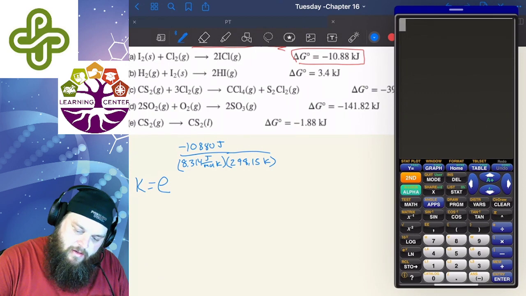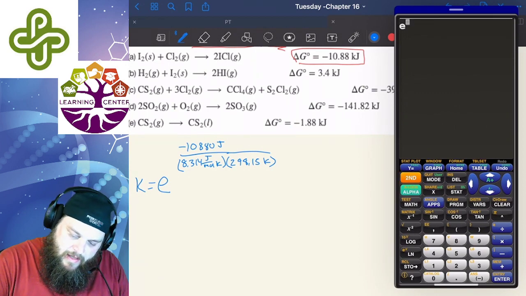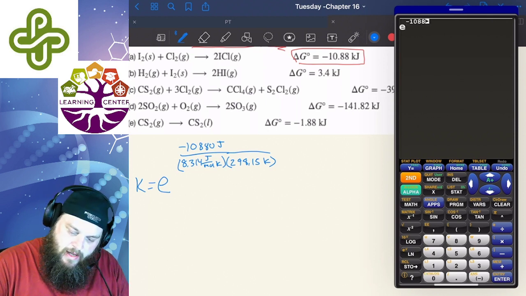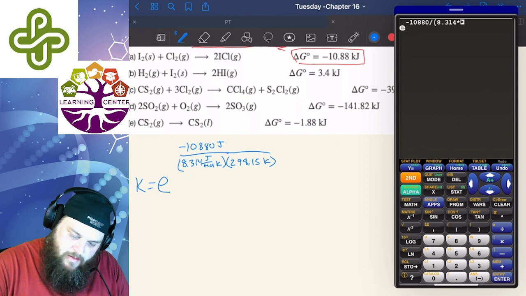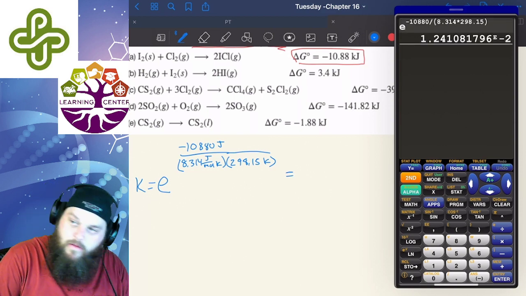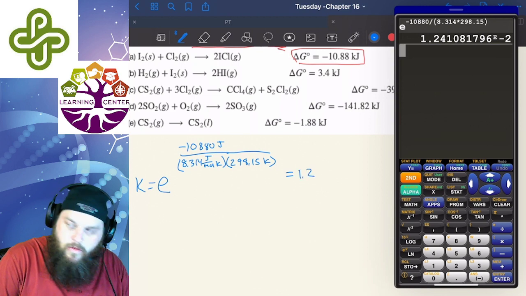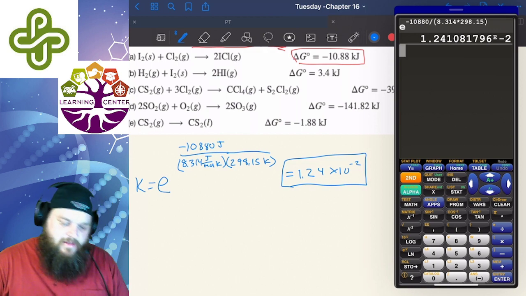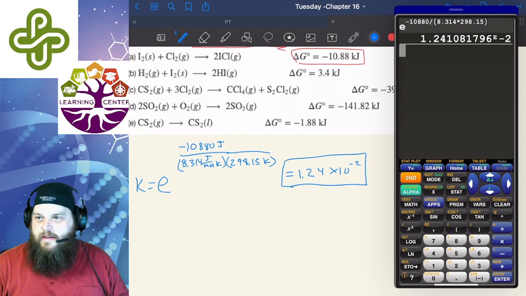Grabbing our calculator here, to get E to the exponent, it's the second function of ln. And I do negative 10,880 divided by 8.314 times 298.15. There we go. And that's going to equal 1.24 times 10 to the negative 2. So that's how we can find those K constants. It's really just plugging in the values that they give you into that equation.